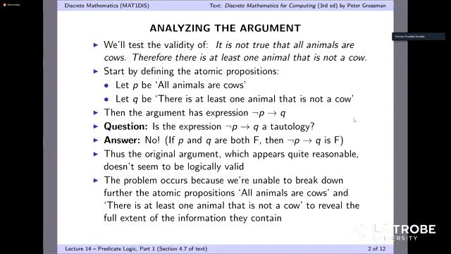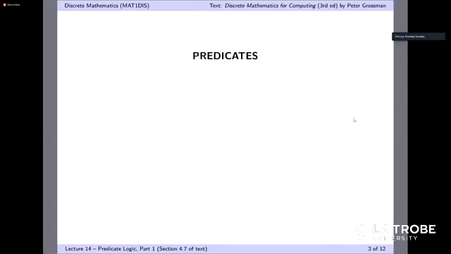And that missing part is that we have to quantify it. So what's the problem? We are unable to break down further the atomic propositions. So all animals are cows, we cannot further break it down, and we cannot further break this sentence down as well. So to achieve this, we introduce predicate logic. Predicates are very, very important. By using them, we are able to quantify many statements.